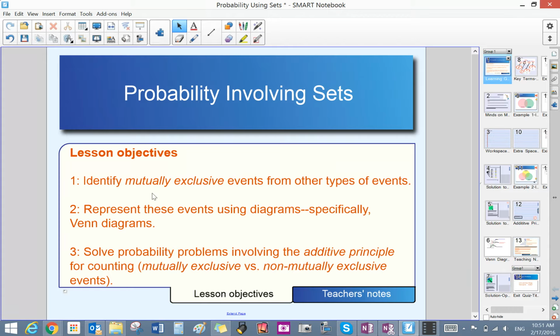You will identify mutually exclusive events from other types. So that's going to come up through our lesson. We're going to represent events using diagrams, specifically Venn diagrams. And later on, we'll be using tree diagrams. And thirdly and lastly is to solve problems using what is called the additive principle for counting.